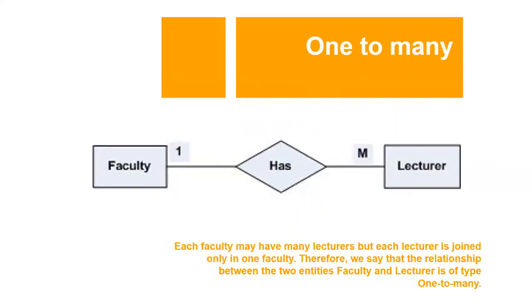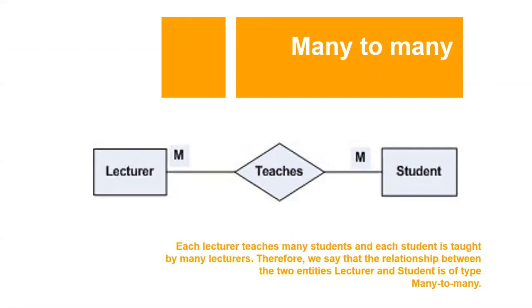One-to-many relationship. One university has many lecturers or many teachers. So it's one-to-many. And many-to-many relationship, when we have many teachers, and they teach many students.